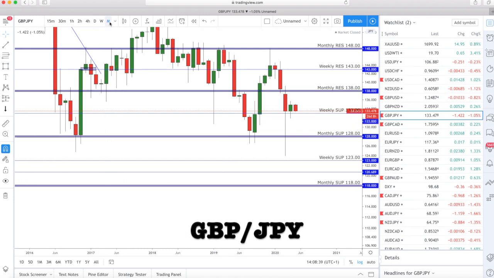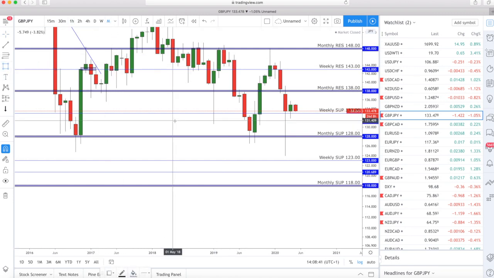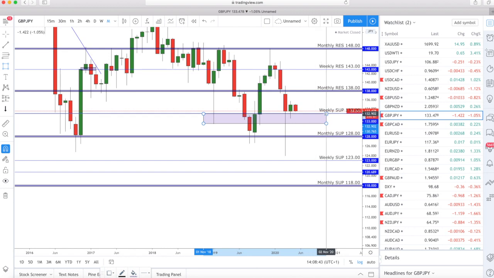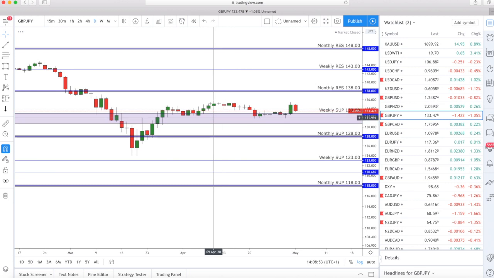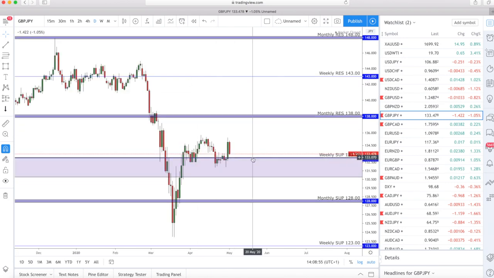So straight away starting from the monthly time frame, you can see we've got this inverse head and shoulders, which is really strong on the monthly time frame. Obviously the higher the time frame, the stronger the setup, as I mentioned on the previous episode. So let's drop down to the lower time frames.